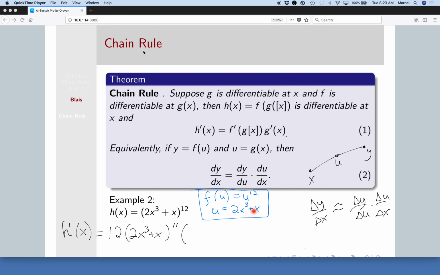In this case, the du dx. And the derivative of the inside, we do power rule, 6x squared plus 1. We'll do several examples of this, but this is the idea. We took the derivative of the outer function, leaving the inner function alone, and then multiplied by the derivative of the inner function, which is this version 1 of the chain rule.